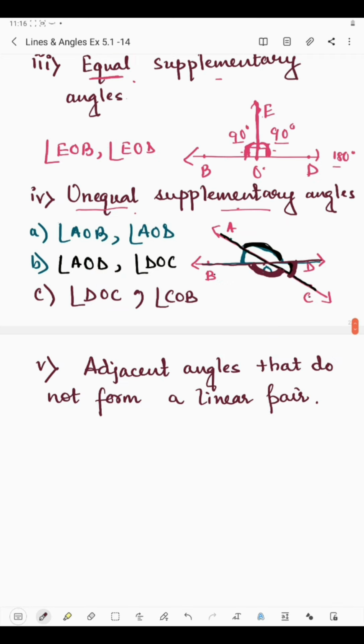Now in the last part we have adjacent angles that do not form a linear pair. Adjacent angles, as you already know, have a common vertex and a common arm, and do not form a linear pair. Linear pair means it cannot make 180 degrees. It cannot be a straight line. Okay. Now let us draw the figure once again.